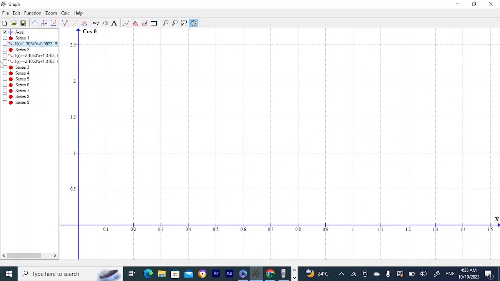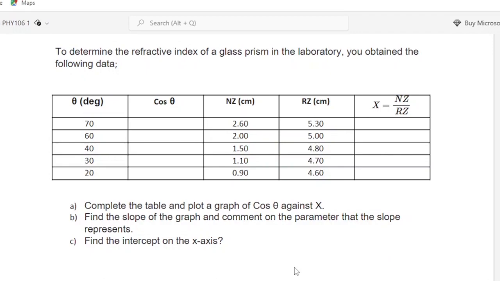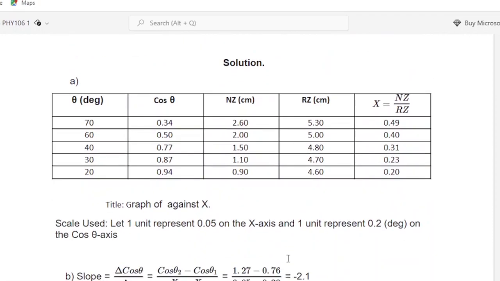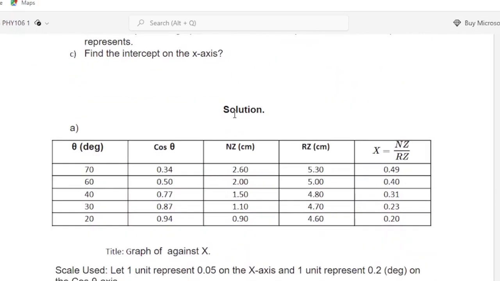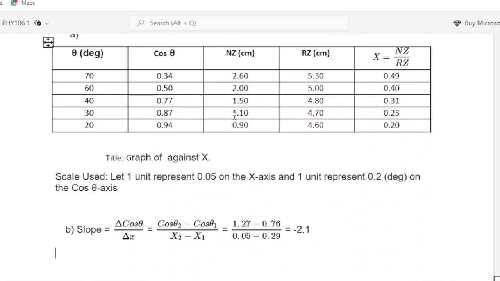All right. So having said that, let's proceed to our work. Back to the work here. The question says, what parameter does the slope represent? Now, normally the slope should represent what is called the refractive index of glass. The experiment here was to determine the refractive index of a glass prism. So that's what the slope should be. We know very well that the refractive index of glass is about 1.5. So my answer should be about 1.5 or something close to 1.5. But then I'm now having minus 2.1, which is not even what I should be having.